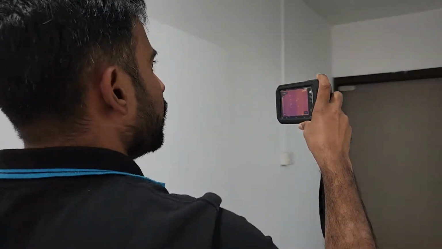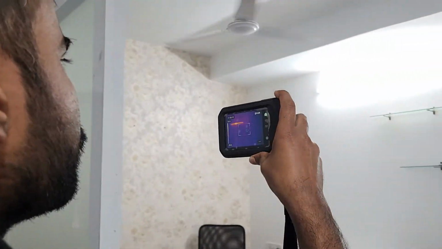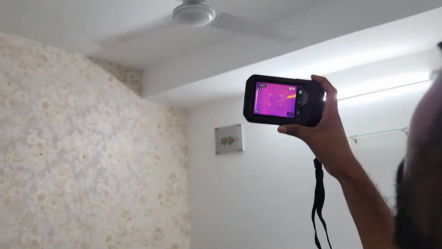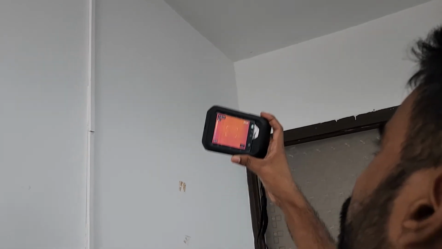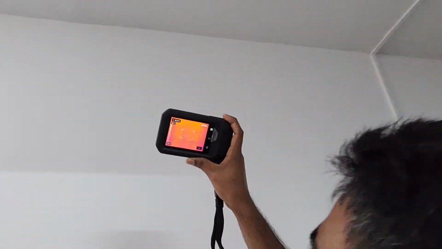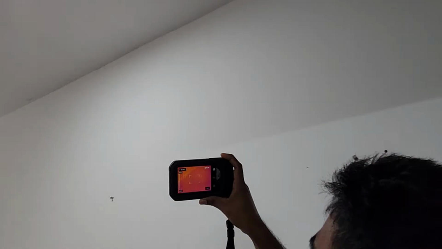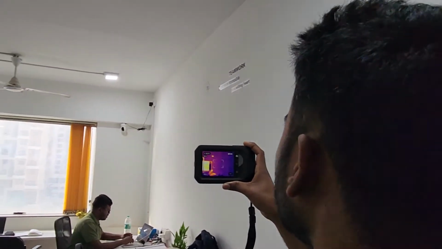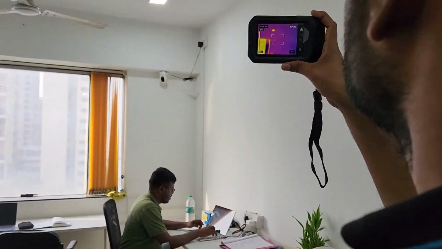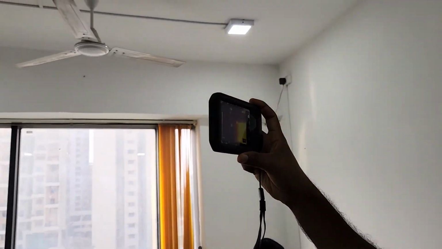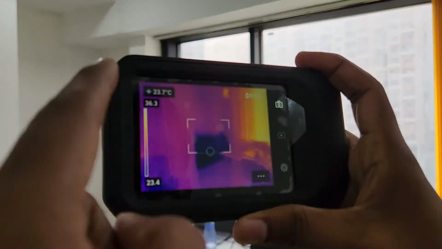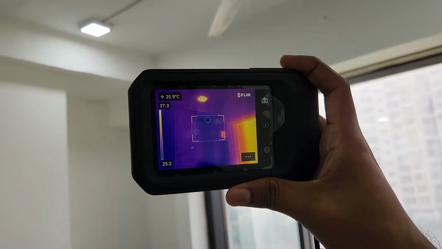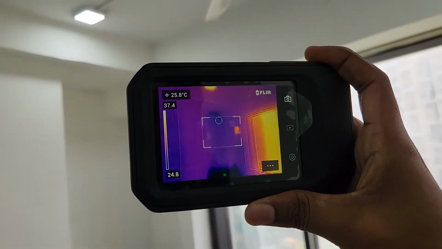The entire building we have to scan, every spot we have to scan. There is no leakage, nothing. In the entire room we can see there are only two spots. One is the lower spot and the other is the higher spot where we are getting the leakages.